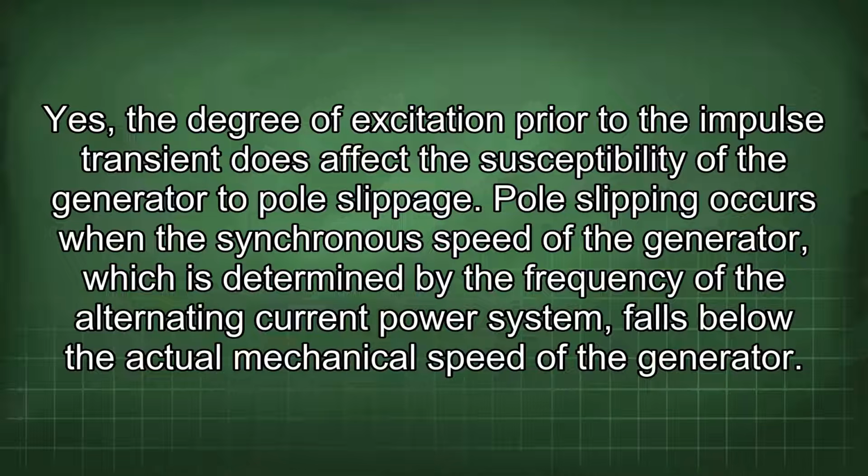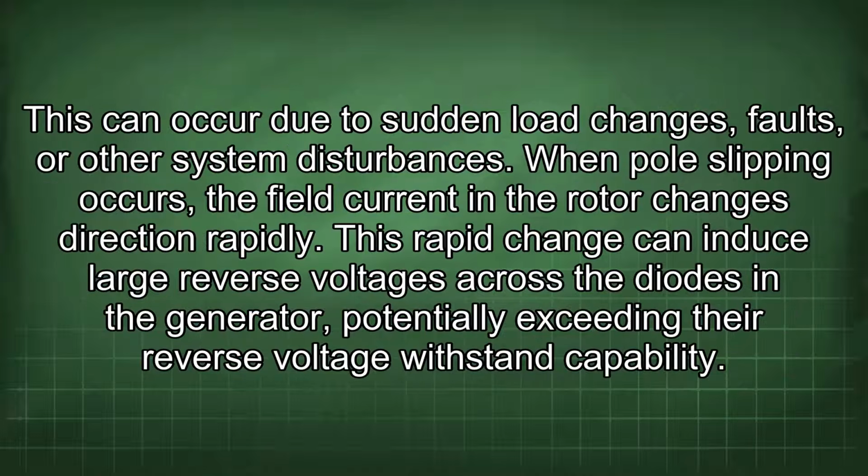Yes, the degree of excitation prior to the impulse transient does affect the susceptibility of the generator to pole slippage. Pole slipping occurs when the synchronous speed of the generator, which is determined by the frequency of the alternating current power system, falls below the actual mechanical speed of the generator. This can occur due to sudden load changes, faults, or other system disturbances.